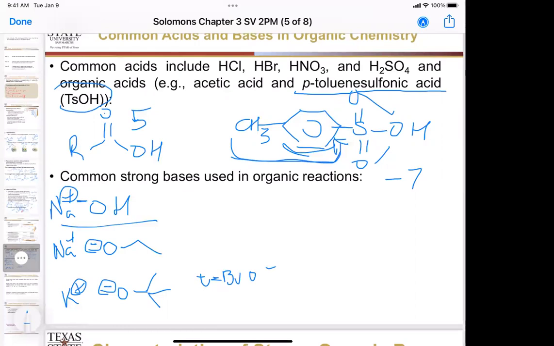So those are all oxygen-based bases we're going to use in organic chemistry. We can also use nitrogen-based ones. And the first one I want to do is this one right here. This negative charge on nitrogen here is a really strong base, okay? When we look back at our pKa's on the ammonia here, we'll see that ammonia has a pKa of 38.